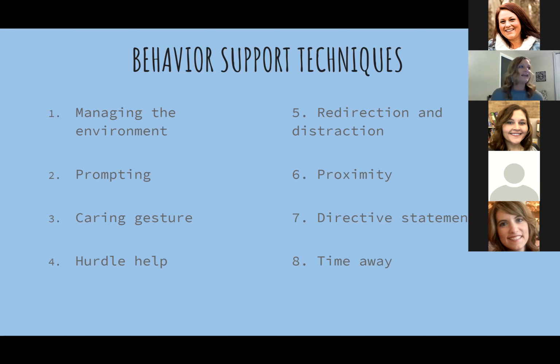So the first one we're going to talk about is managing the environment. When we think about this, we have the opportunity to manage and structure our environments in such a way that we can avoid setting conditions that could likely increase challenging behaviors. A couple examples of these would be considering where we might have a conversation take place. Maybe we have a student that struggled with behavior on the playground or on the bus, and we need to have a conversation about that.